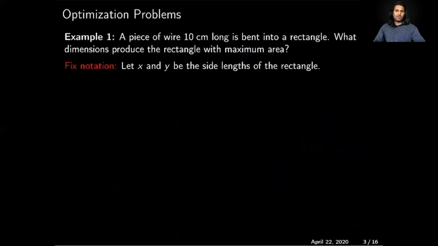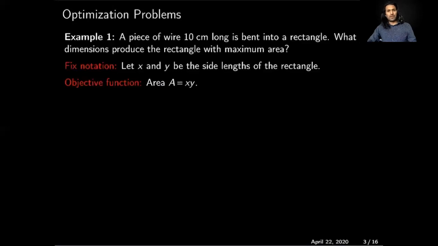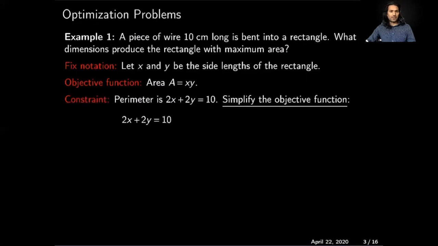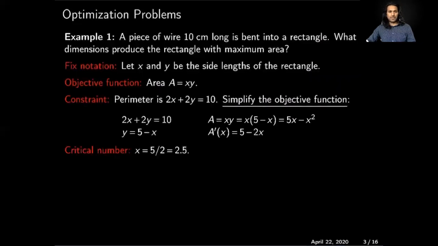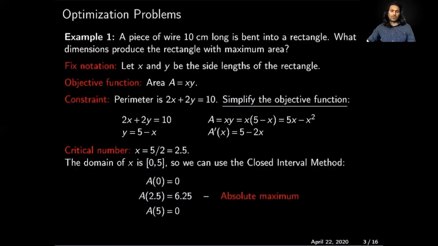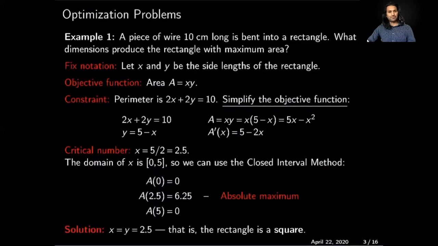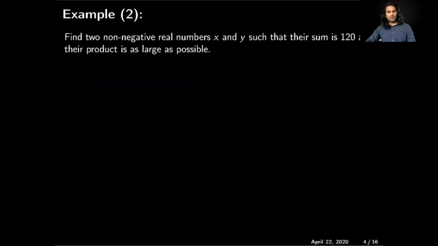Okay, let's overview this problem again. I choose the length and width of my rectangle as x and y. I fix my notation. I choose my objective function, the area, that was given in the problem, and then I write down the constraint and simplify it: y is equal to 5 minus x. And then I write down the objective function, calculate its derivative, find the critical value, and then draw the table and find the absolute max. So this is the solution where x and y are both 5/2. That is, the rectangle is actually a square. Let's move to the next problem.